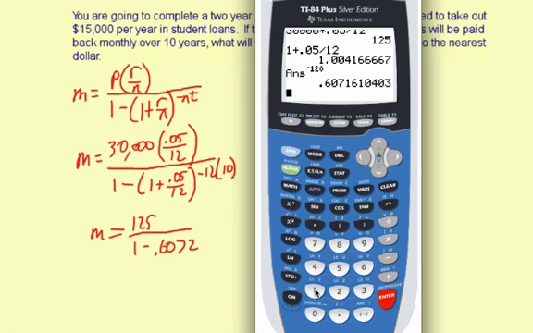Now we're going to do the last calculation, 125 divided by, and I'm going to use parentheses here because you're going to be subtracting first and then dividing. So it's 125 divided by, in parentheses, 1 minus 0.6072. That gives 318.228 and so forth. And we're supposed to round to the nearest dollar, so it's going to be $318.